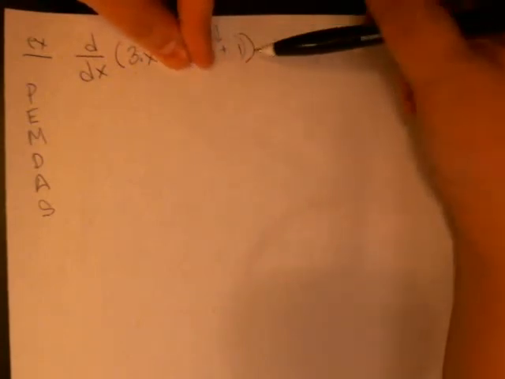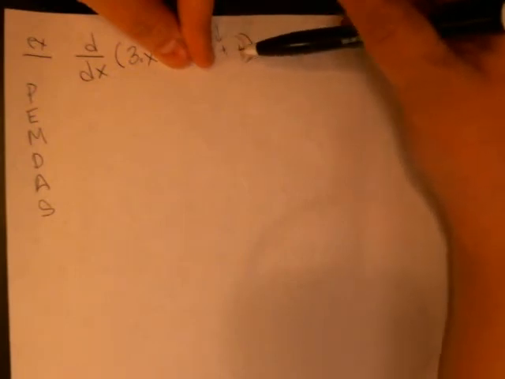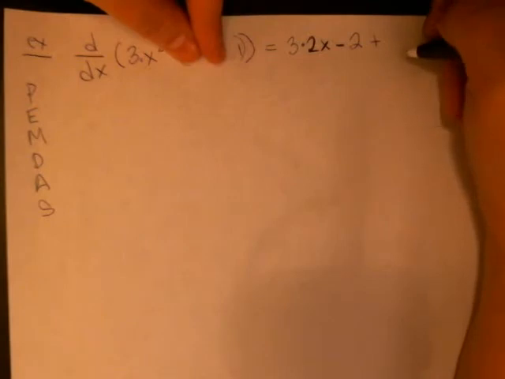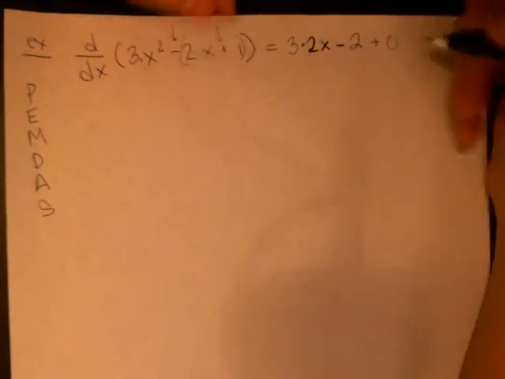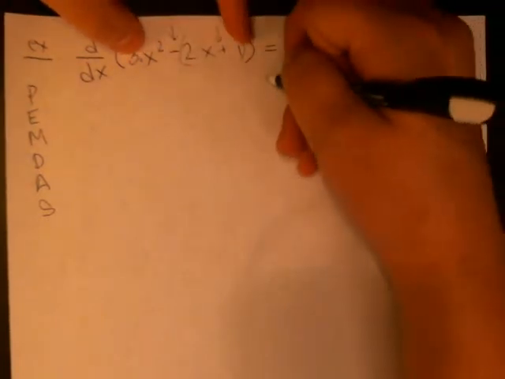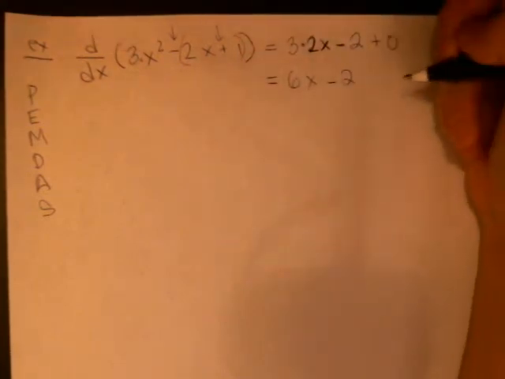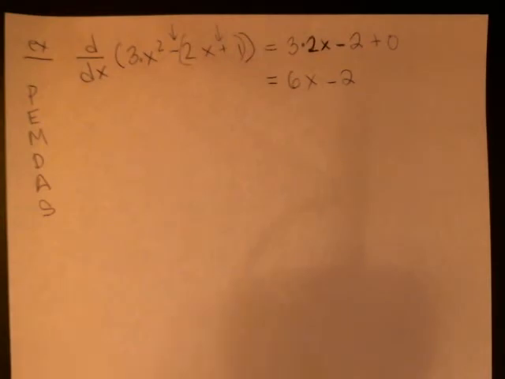And then if you do it that way, you'll have this last piece where you say, okay, I have this plus 1. 1 is a constant, lonely constant, so constant function, and the derivative of that will be 0. So my derivative here is 6x minus 2. Okay, so there's the derivative of a quadratic.